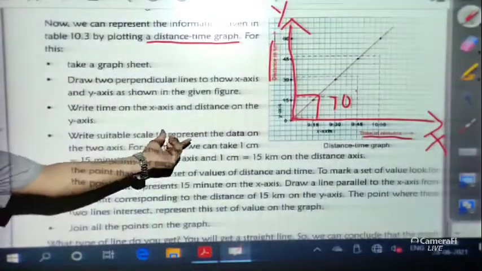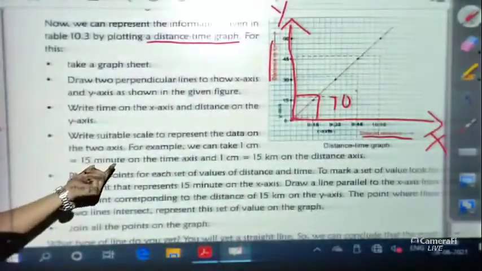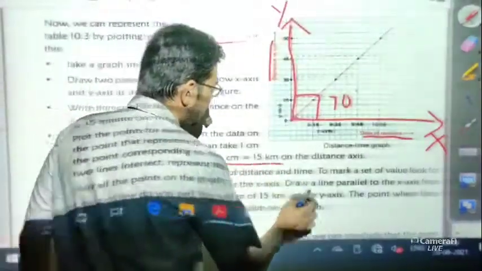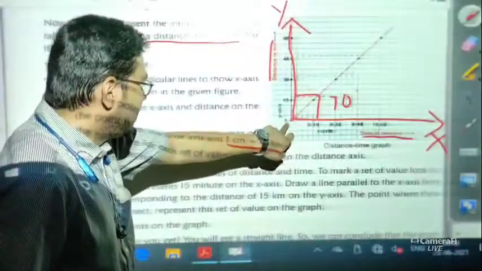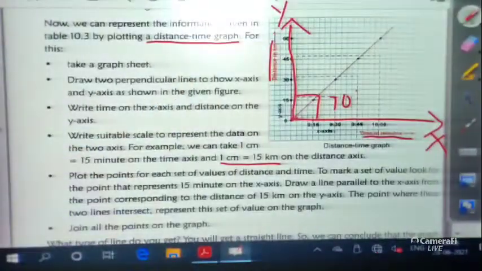Now write a suitable scale to represent the data on the two axes. For example, we can take 1 centimeter equals 15 minutes, or 1 centimeter equals 15 kilometers. According to the scale we have taken, it is written 0, 15, 30, 45, 60 in kilometers, and from 9 am, so it is 0, then 9:15, 9:30, 9:45, 10. So distance and time we have taken. In mathematics, you have already done it.